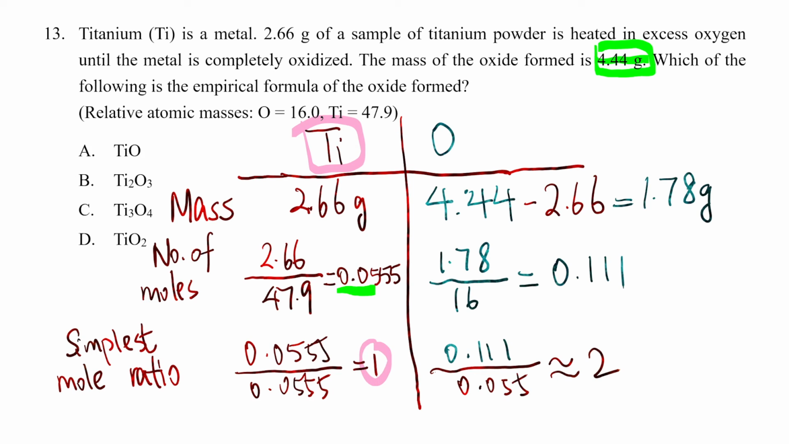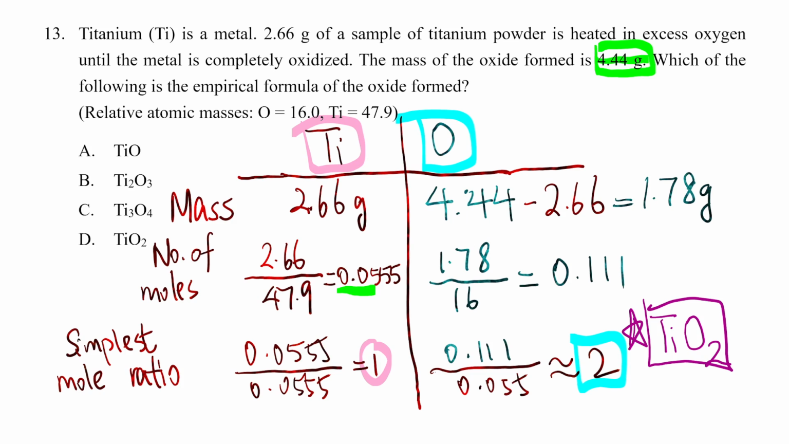For titanium, it is 1. So let's go ahead and write it right down. Titanium is 1, but obviously we don't write it. And for oxygen here, O is 2. So let's write down O2. So I have TiO2 as my empirical formula here. So the answer for this should be D.